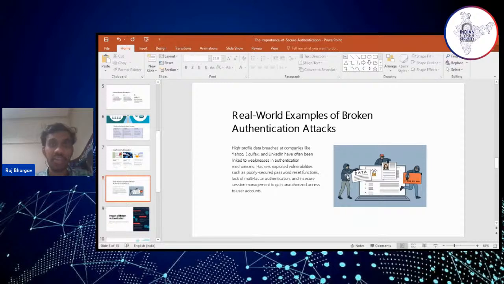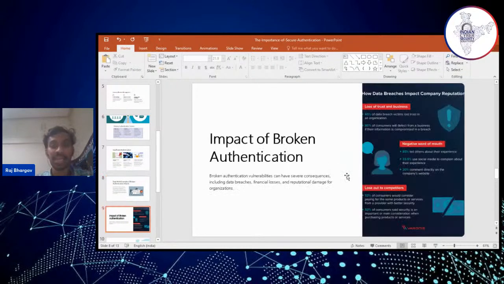Those who should be able to see particular data should be authenticated properly so that only they can access the data, and our information will also be secured. So the impact, as I told you, is data breaches, financial loss, and reputational damage to the organization. These are some of the impacts a company will be facing.